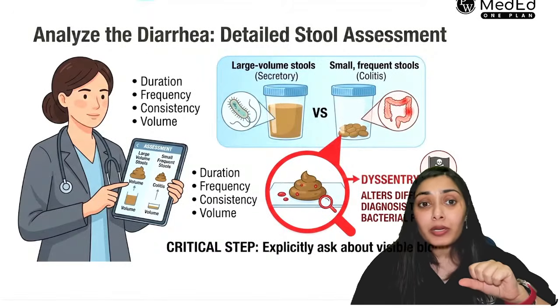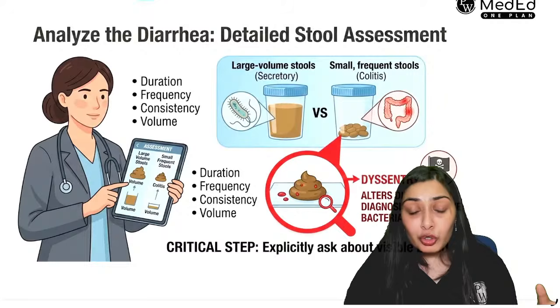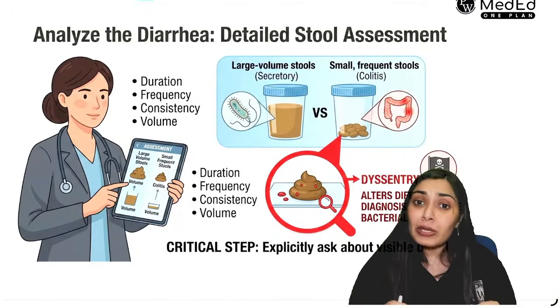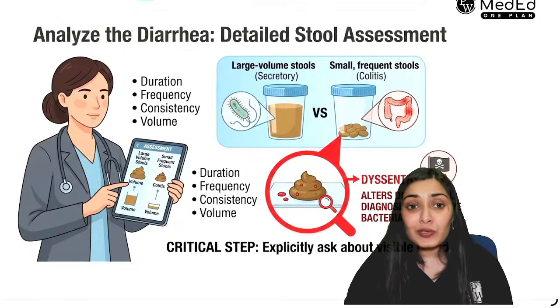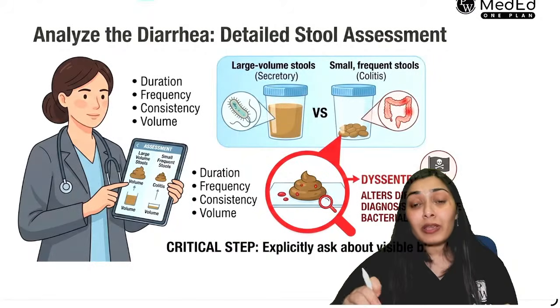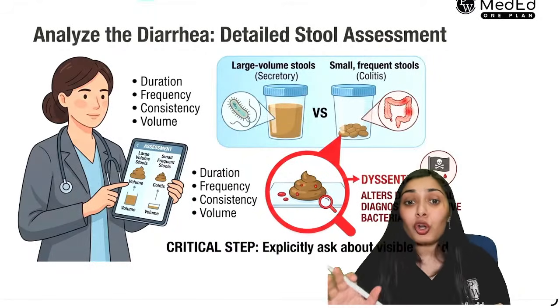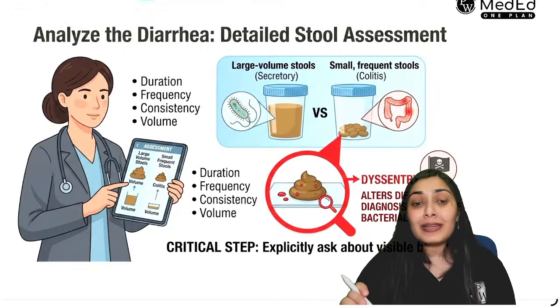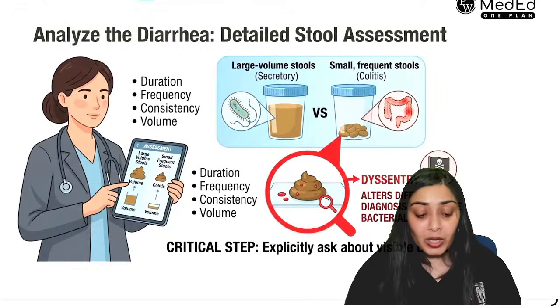Why is this important? Obviously, if there are large volume stools, that points towards secretory diarrheas. If there are small frequent stools, it points towards colitis. If there is blood in stool, this is dysentery. This favors the bacterial etiology, not the viral etiology, right? So it's very critical that you ask about these detailed stool histories, right?